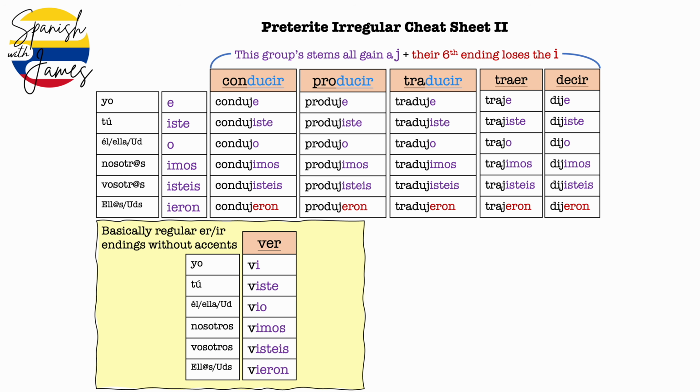So ver, if this were a regular verb, we'd take off the ER, then we'd add our ER, IR endings, so we can add those, that's fine. The only thing we need to change then is we remove the accents. So instead of it being vi with an accent, it's just vi without an accent.